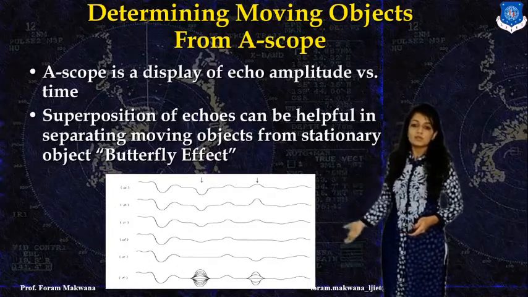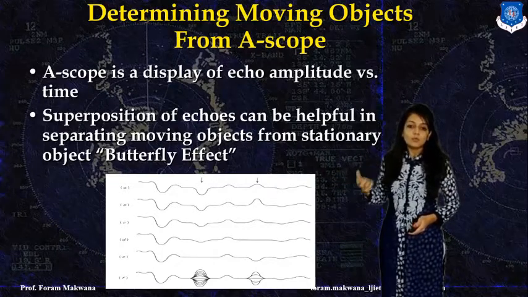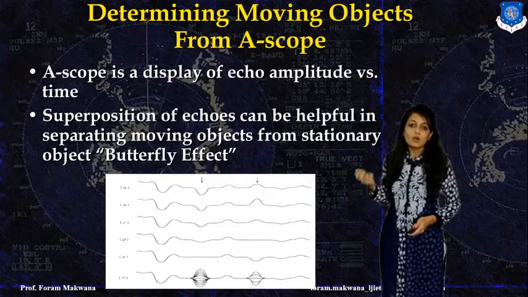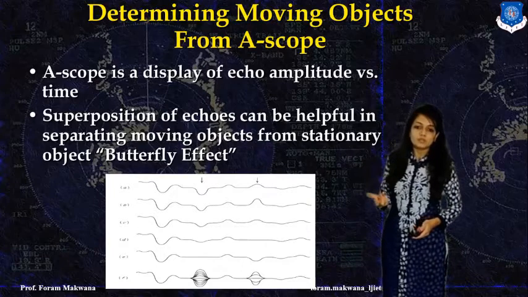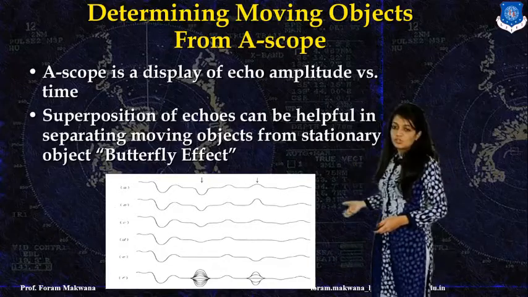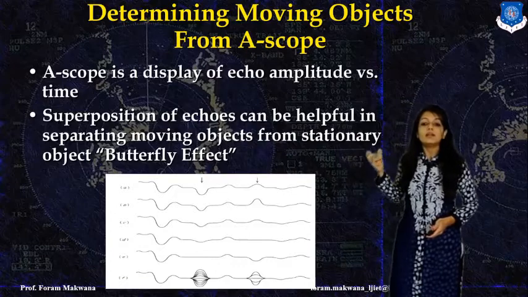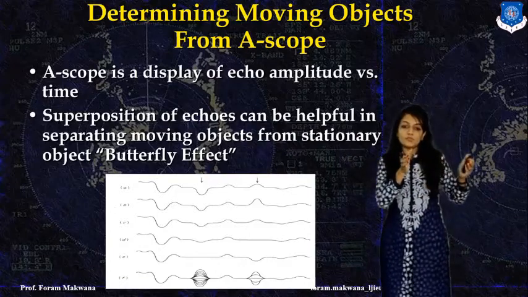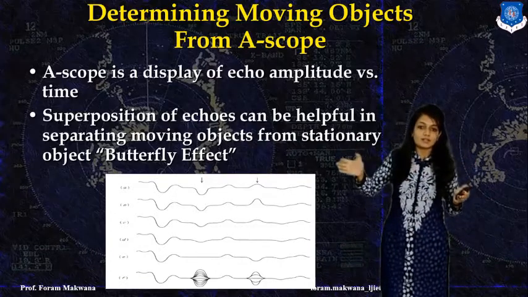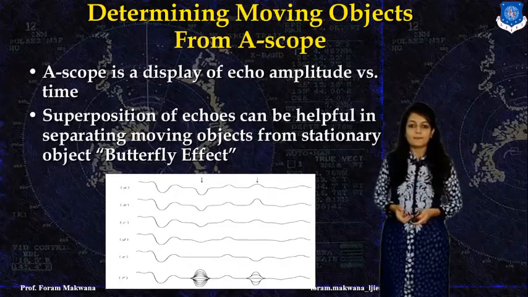Because from these echo signals we are able to calculate whether a target is moving away from the radar or moving towards the radar. So we are going to superpose these echoes, which can be helpful in separating the moving objects from the stationary targets. Alright, so that effect is known as the butterfly effect, right?